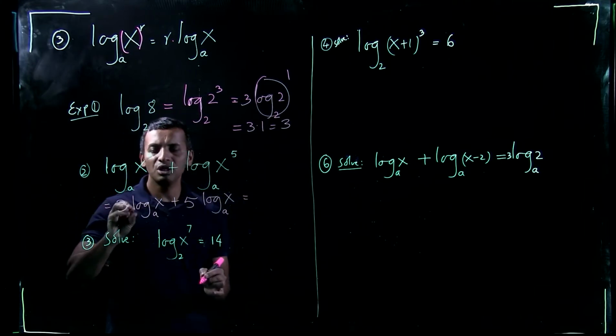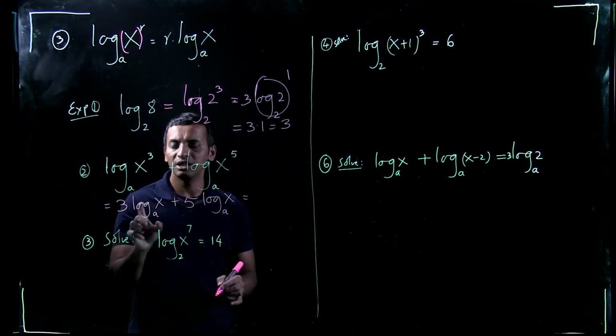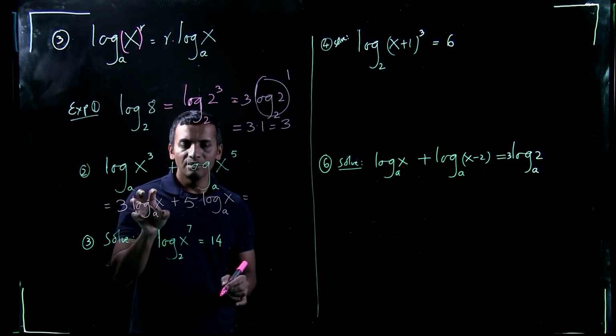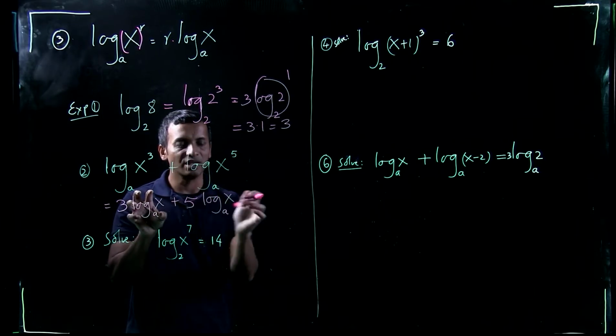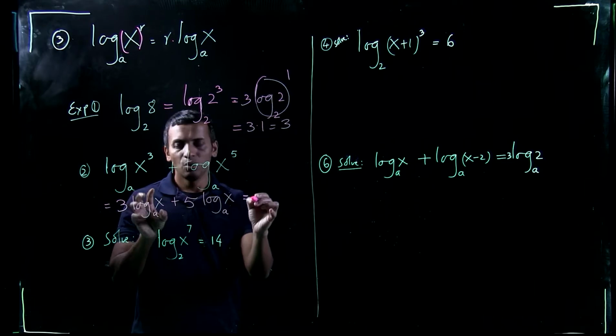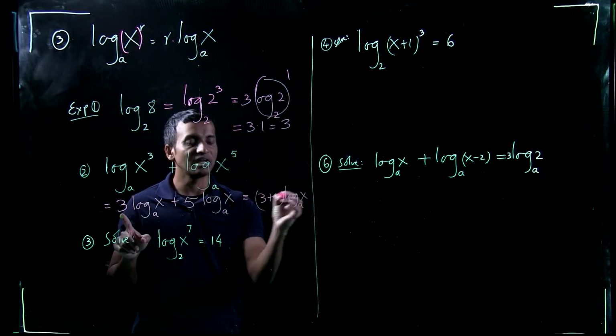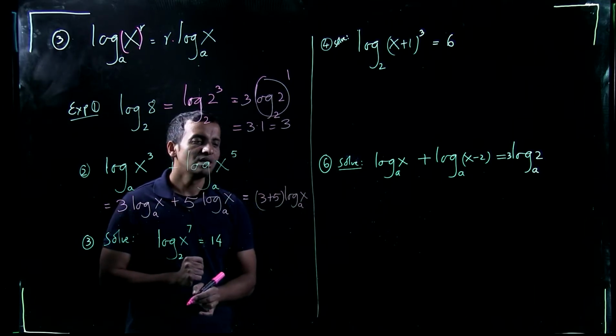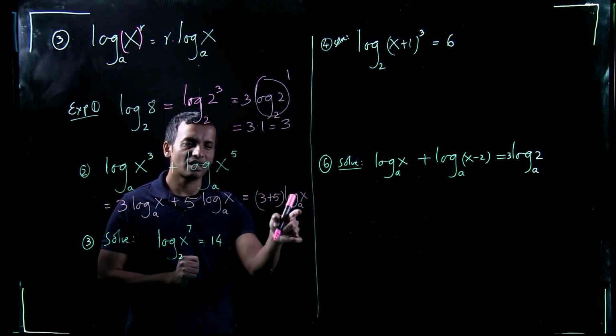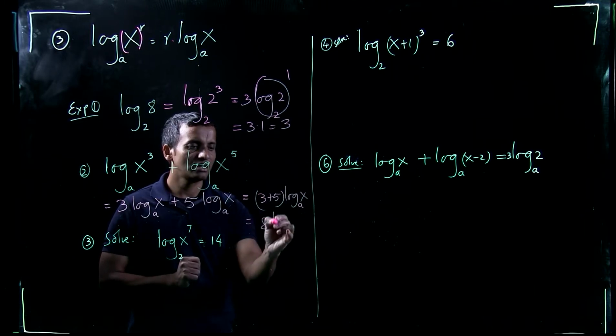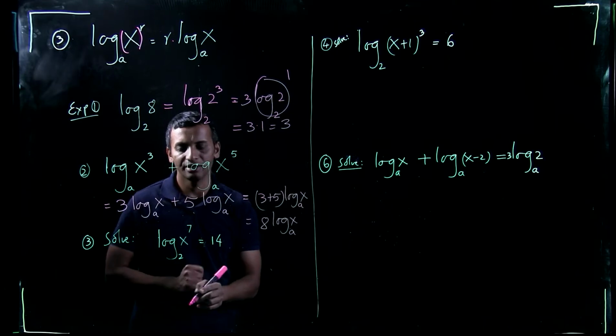So it is like 3 oranges plus 5 oranges, because both of them have log of x with base a. So what you can do is like 3 plus 5, factor out log of x with base a, okay? Log of x with base a is factored out, so it is like basically 8 log of x with base a. You can do this way too, okay?